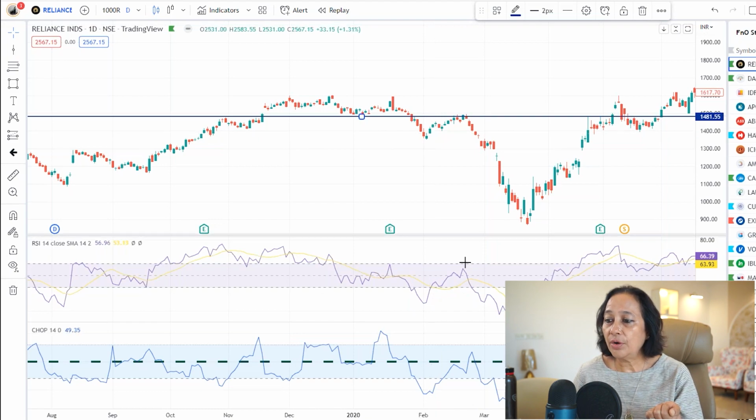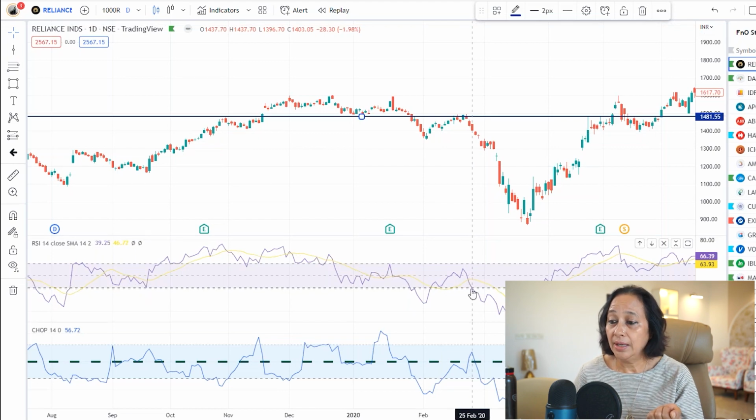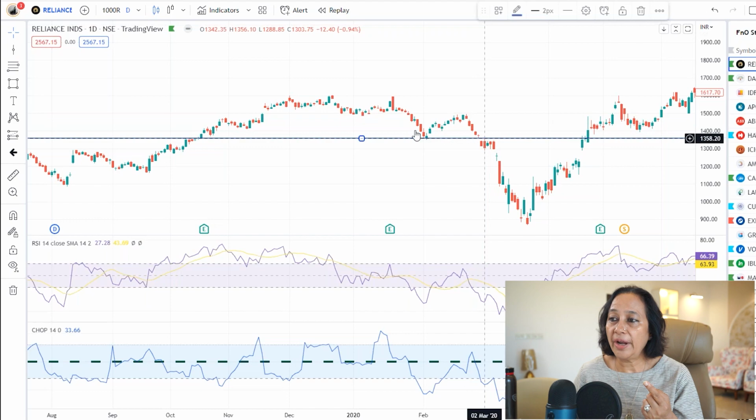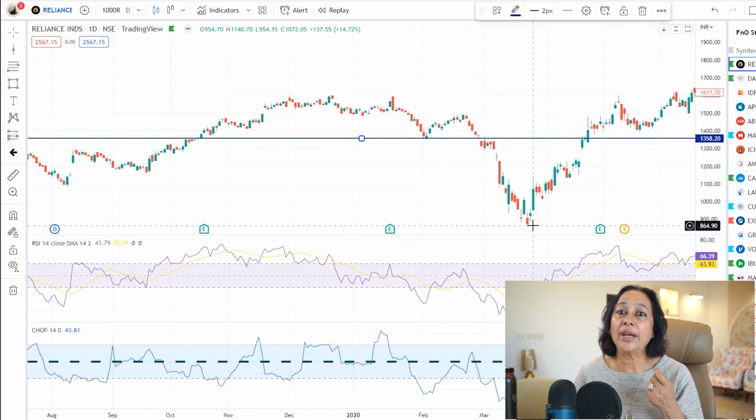Again, a similar scenario appears here. RSI goes below 60, then 40, RSI goes below 40, and choppiness is below 50. You can short. This was a support zone. Let the support zone break, and you can enjoy the good fall from 1358 to 862, almost 500 points. So one small indicator, one small support can make your trading decisions much better.